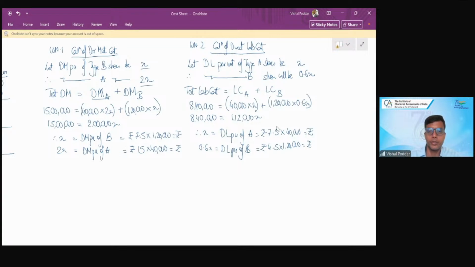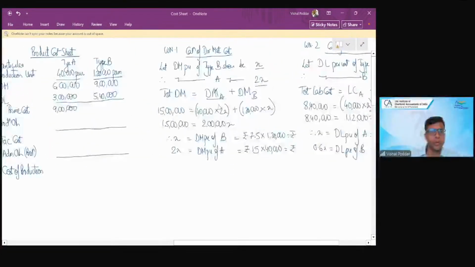540. Yes. So Manivanan has confirmed my answer. So 9 lakhs and 14 lakhs 40,000. So we reach up to prime cost. Now the next working: calculation of production overheads.